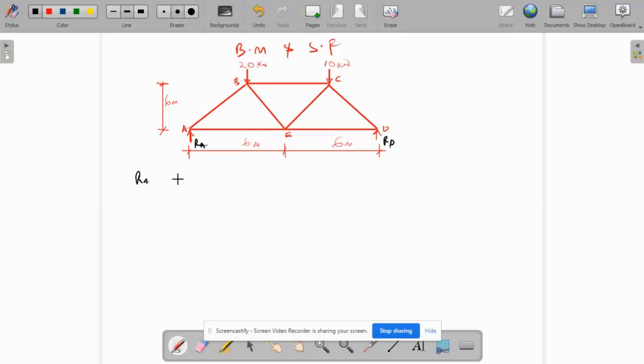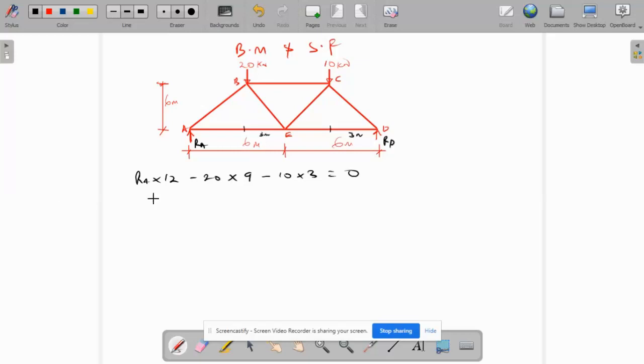Reaction A multiplied by the arm, which is 6 plus 6, 12, minus, here we have 20 acting at half of this, which is 3 meters from here, 3 plus 6, which is 9. We have 20 times 9, minus this 10 kilonewton acting here, and half of this is 3 meters. So it's going to be 10 times 3, equal to 0.